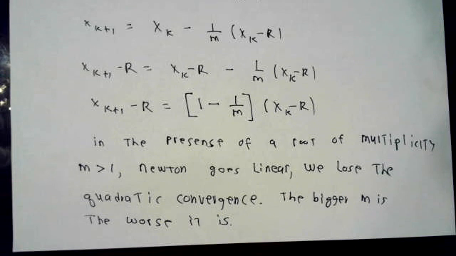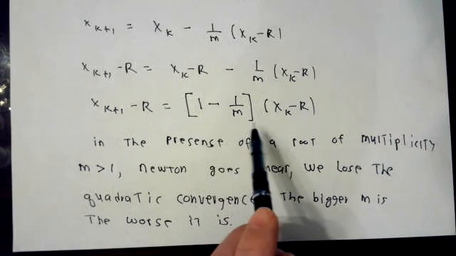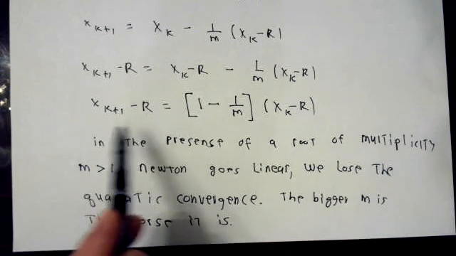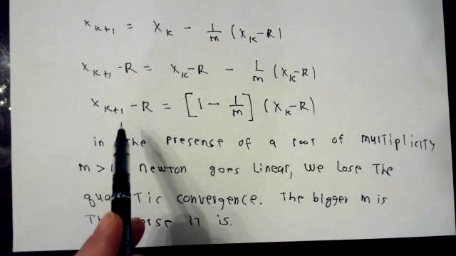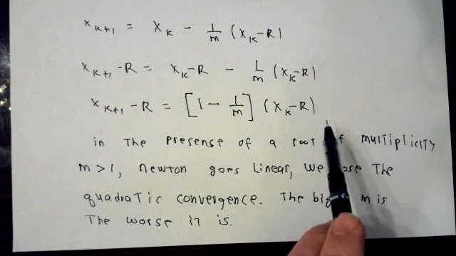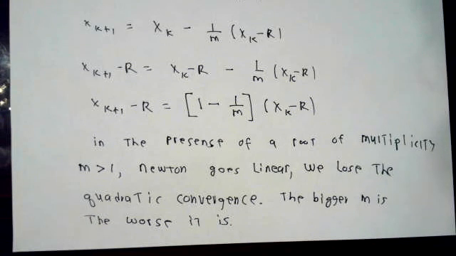If m was 10, this constant would be 1 minus 1/10, which is 9/10. The error at step k plus 1 retains 90% of the error at step number k, and it's just going to become dreadfully slow. The presence of a root of multiplicity causes Newton's method to lose its quadratic convergence, which, as I said, is real bad.